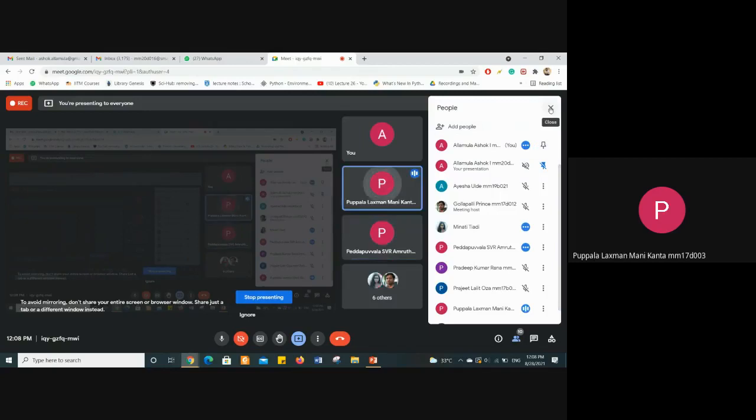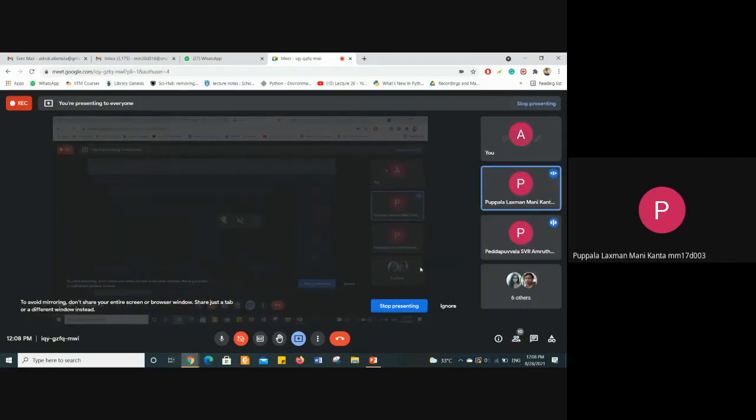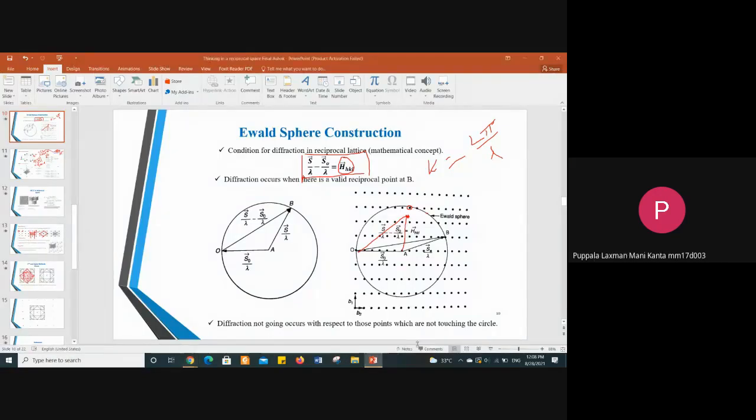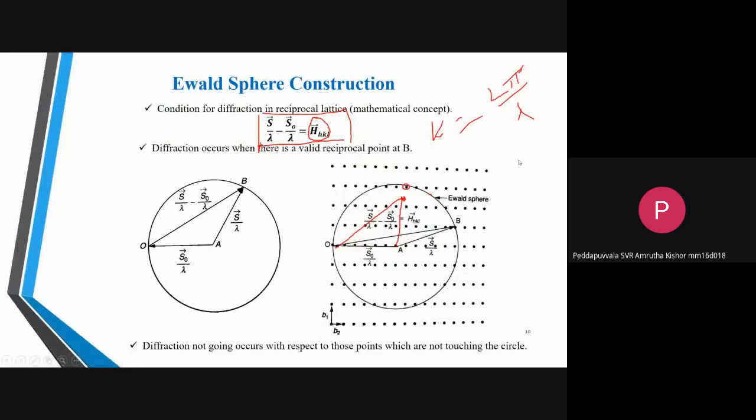Like we'll get the distance. If you get some random points, you can construct from that. If you know the distance between those points, using that we have lambda. We know the input wavelength from the electron diffraction, then we can easily do that. We'll get S and S naught from the SAD pattern itself, then we can construct.